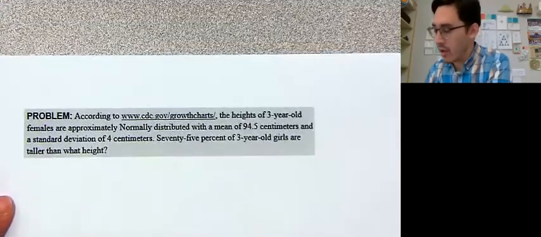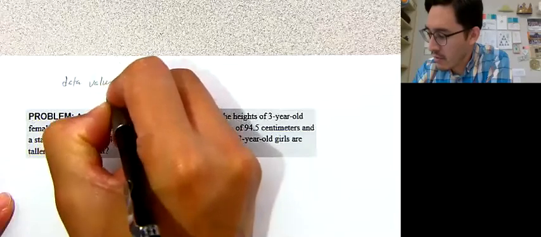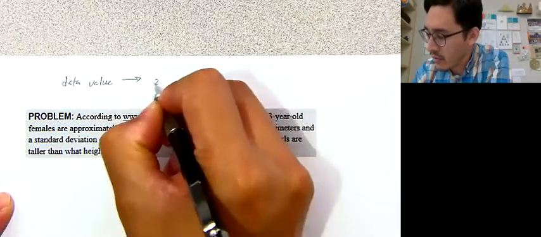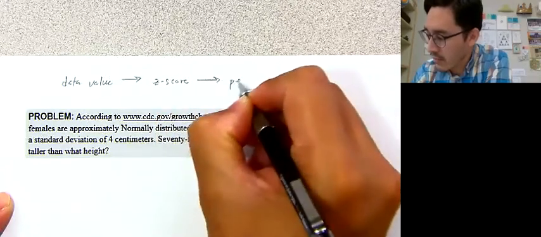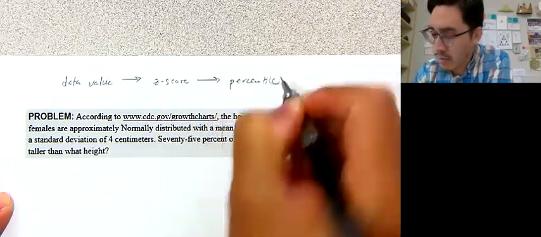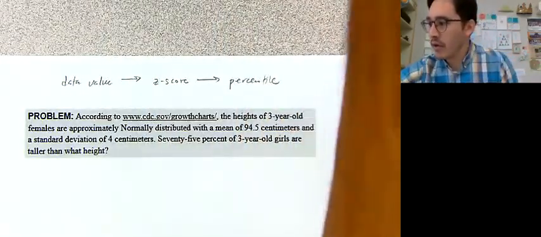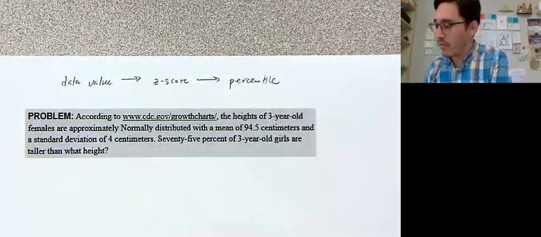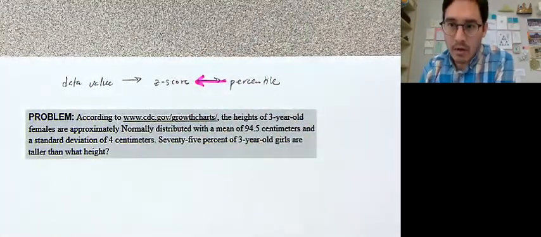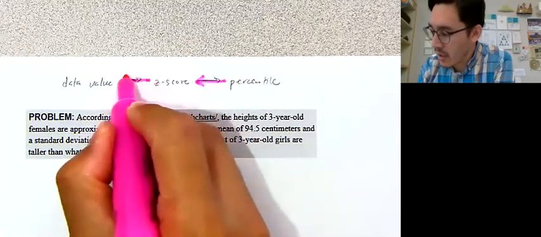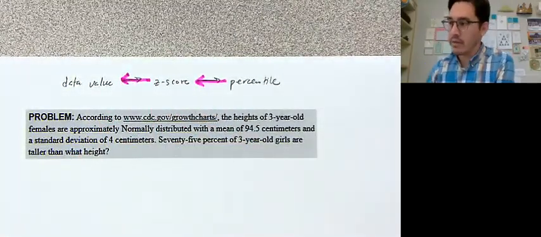Here, let me draw it out. So usually we have some data value, which we then convert to a z-score, which we then convert to a percentage or a percentile. Okay. So in this video, though, we're actually going to be doing things in reverse. We're going to start with the percentage, work backwards to get the z-score, and then use a little bit of algebra to figure out what the data value is.